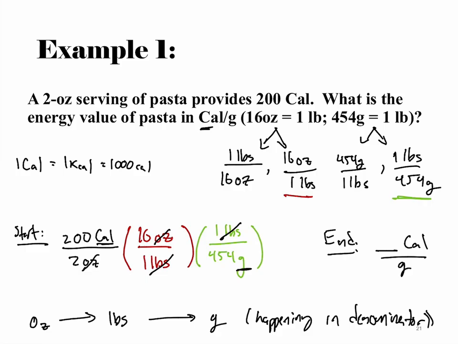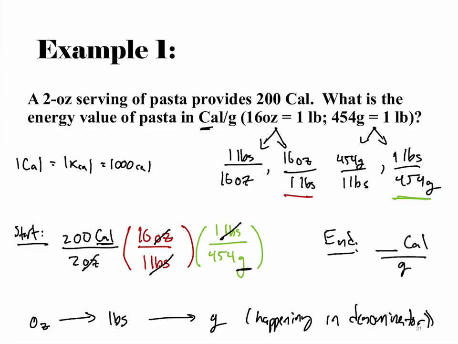Right, so for this problem we can assume that every non-zero number is going to be a significant figure. So we have 200 calories, how many sig figs does that have? 1, right? So that's already the least number of sig figs that we can have. So 2 ounces also has 1 sig fig.